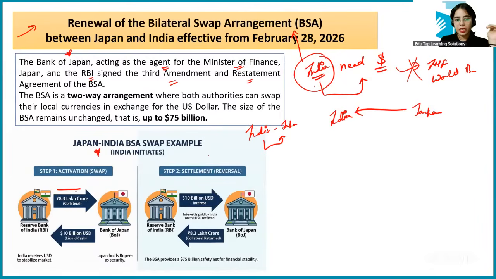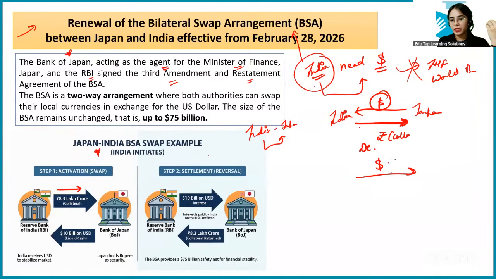India will give the rupees to Japan as collateral and will take the dollars from Japan. So India is giving the rupees, the domestic currency, and taking the dollars that we need. After the contract finishes, let's say the contract is for 1 month, 2 months, 3 months, India will give back the dollars with some interest and take back the rupees. Okay, so this is the bilateral swap arrangement, a swap that is happening.